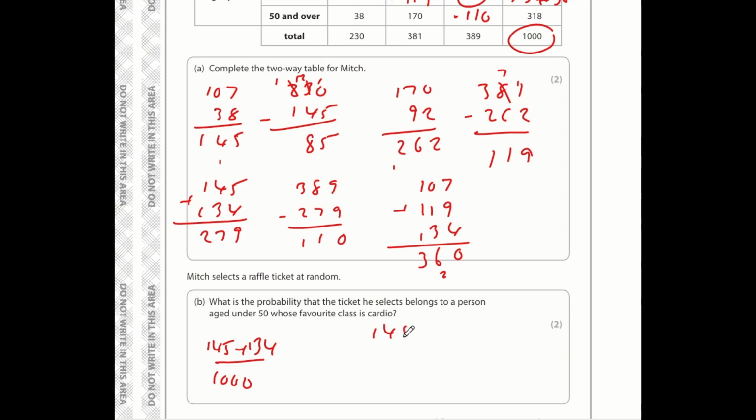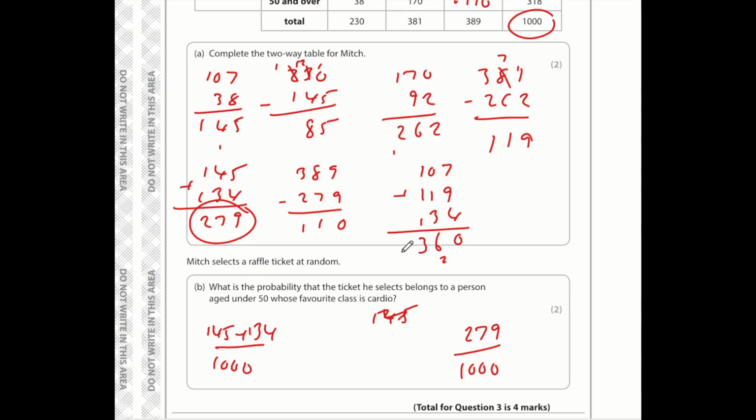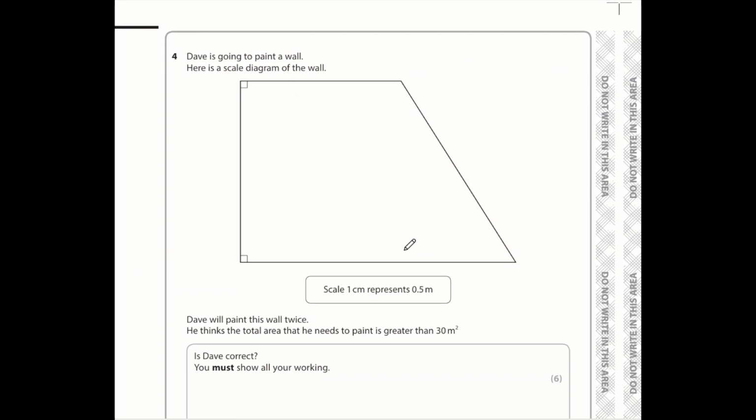So what is 145 plus 134? I don't believe, yes, we've already done that, that's 279. So as a fraction, that is 279 out of 1,000, and that fraction can't be simplified, so that is the answer to the question.